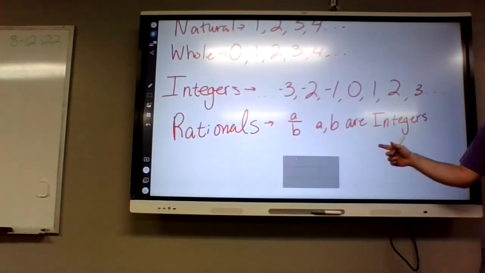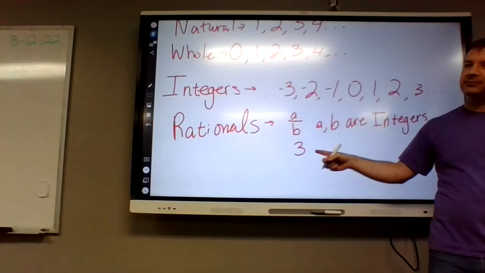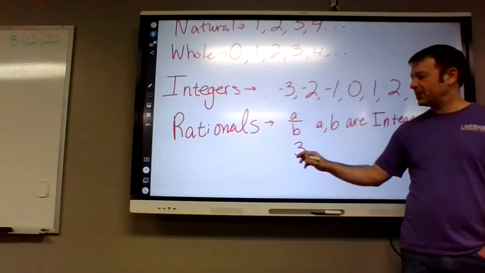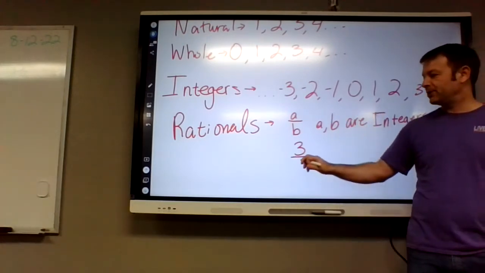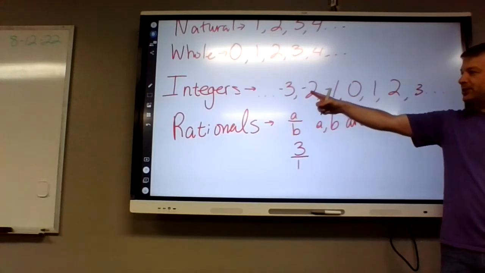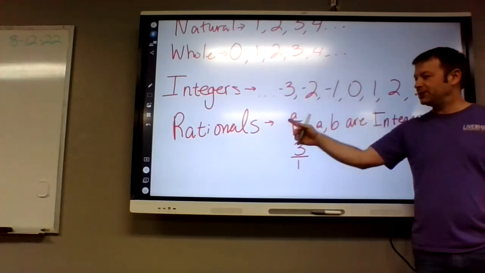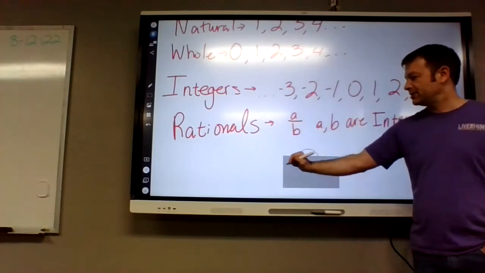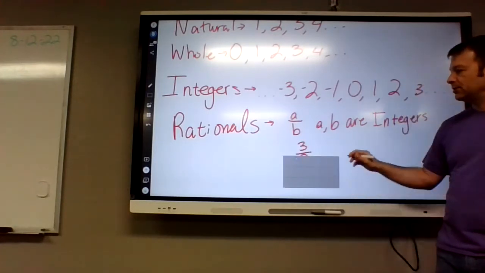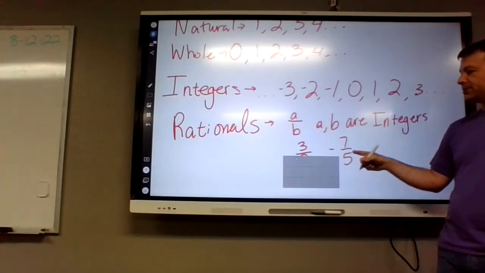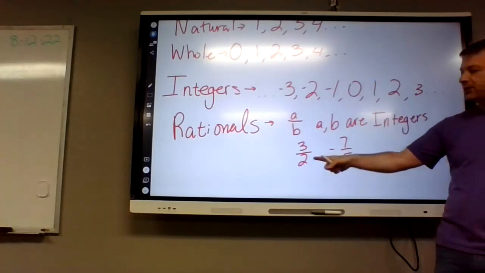However, for example, would 3 be rational? Okay, yes, because even though it's not written as a fraction, it can be written as a fraction if I do what? Put it over 1. So really, all these numbers up here, if I put them over 1, they stay the same. So all these integers are rationals. But integers don't include like 3 over 2 or negative 7 over 5, but these are also rational. So rationals include all these, but a lot more.